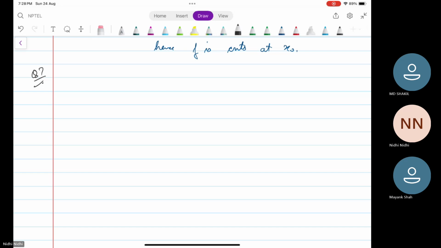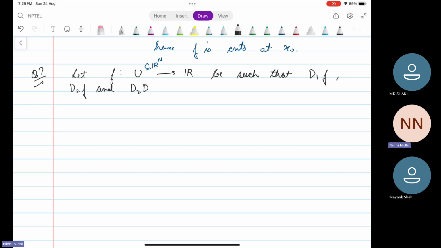Question 7. Let f be a function from U to R, where U is a subset of some R^n, be such that d1f, that means the partial derivative with respect to the first variable, d2f and d2 d1f exist and are continuous.